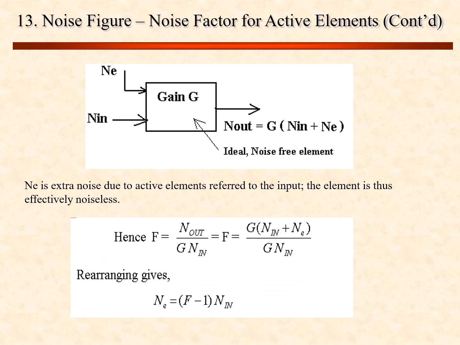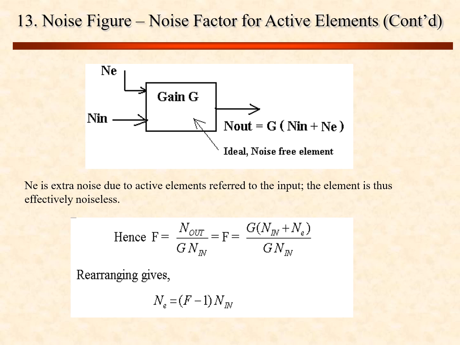Okay, then we are going for the noise element. So that is G of N in plus NE. NE is the output coming from some other device that is given to the element where the gain is G, and one more input is N in. So the N out, that is the noise output, is equal to the gain multiplied by both N in and NE. So NE is the extra noise due to the active element referred to the input. The element is thus effectively noiseless. So F equals G of N in plus NE divided by G N in.